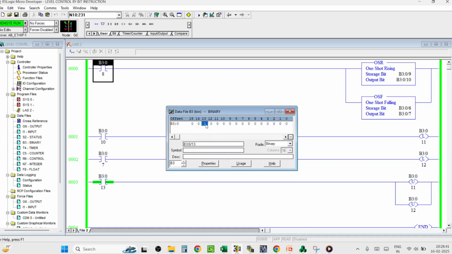So now I hope you understand the positive edge instruction and the negative edge instruction, that is called the OSR instruction and the OSF instruction. These both instructions are used to detect the change in the input from positive to negative and negative to positive.